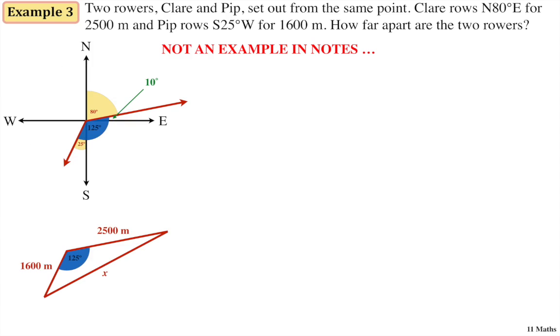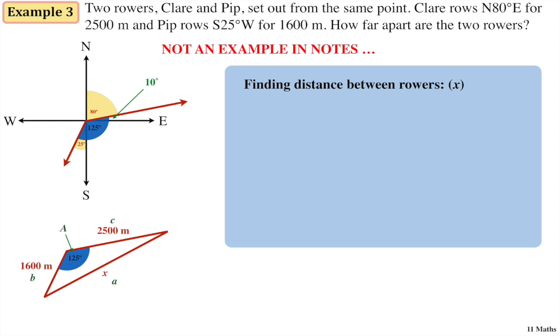So, realistically, that's my triangle. There's Claire heading off, there's Pip heading off, and Claire goes for 2,500 metres, Pip goes for 1,600 metres. That's the angle between them. How far apart are they? Well, we know two sides and the angle between them. We can use the cosine rule.